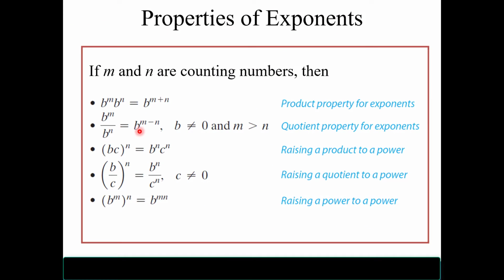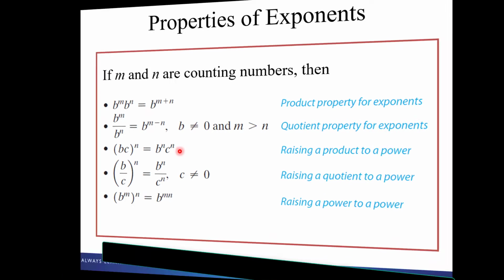Okay, so the third rule we're going to look at is this one. In parentheses we have bc raised to the power of n, which then is equal to b to the nth, c to the n. This is raising a product to a power. And it almost looks like a distribution of exponents. You can think of it that way. You just have to be careful on exactly what this means.